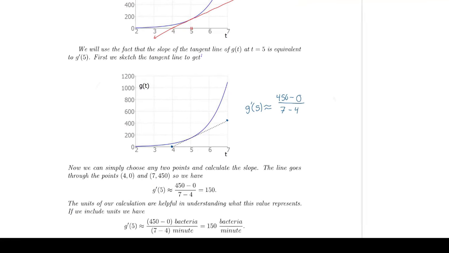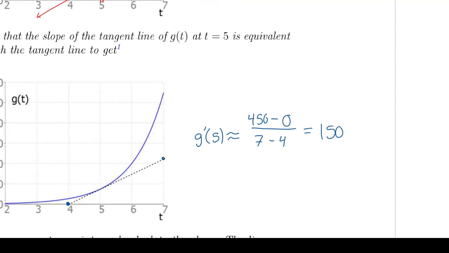So you can see that calculation below, and so that gives us 150, and the units follow from this because we can see here the units in the numerator are bacteria, and the units in the denominator are minutes. So bacteria per minute. So this is our rate of change. This estimates our instantaneous rate of change at 5 minutes.